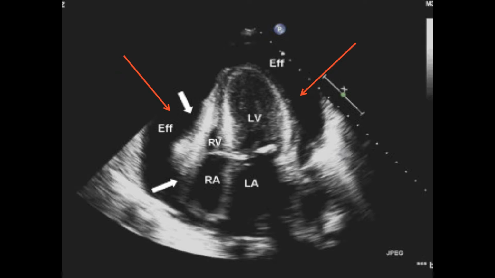The presence of an anechoic space between the two pericardial layers is the hallmark of an abnormal fluid collection termed the pericardial effusion, as evidenced by the two red arrows.